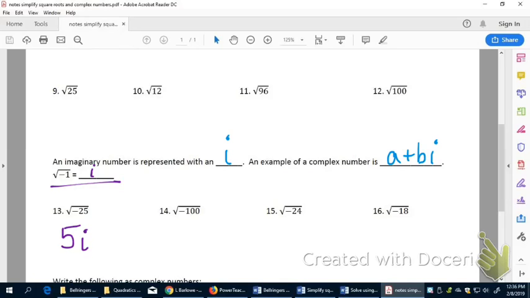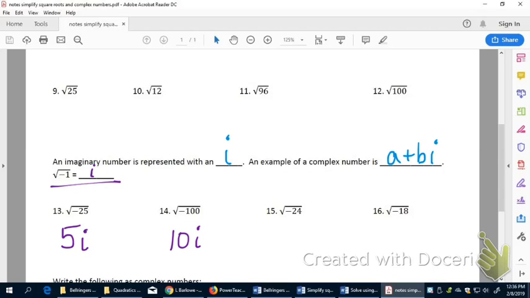So number 14. The square root of 100 is 10, and then I put 10i. If you put the square root of negative 100 in your calculator, it's going to tell you non-real answer, because it's not a real solution. It's imaginary, and so we put an i.